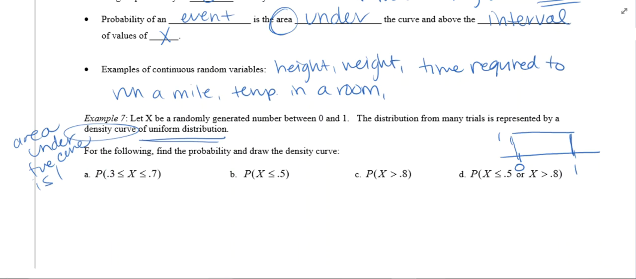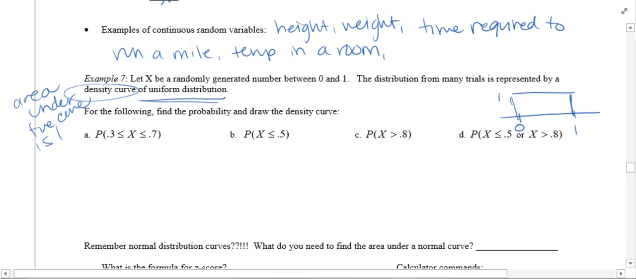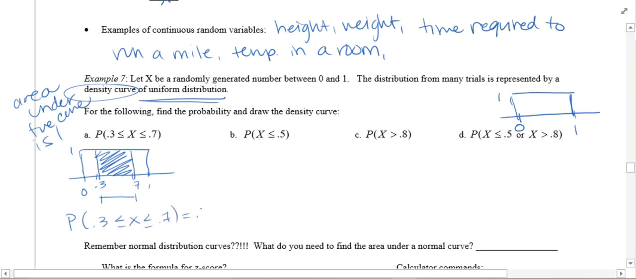Okay, so then it asks us to find just the area from 0.3 to 0.7. I'm just going to draw these again so we can sketch them for each problem. So 0.3 to 0.7. I know the height is 1. What's this distance from 0.3 to 0.7? 0.4. So 0.4 times the height of 1. So the probability that our x is between 0.3 and 0.7 is 0.4 times 1, so just 0.4.